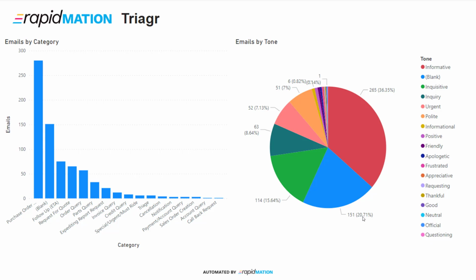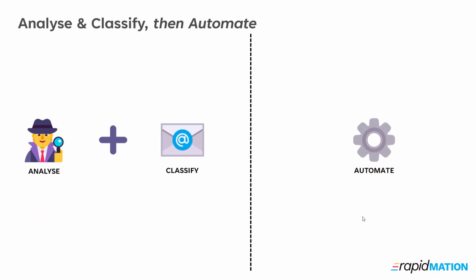Now, another view we might want to look at is the tone of these emails. And perhaps what we want to do is see where customers seem to be fairly frustrated, which categories those emails fall in, because that might allow us to prioritize that automation first. So rapidMATION Triagr is really a beautiful tool that allows you to analyze and classify emails straight off the bat, and then you can delve into the reports and see where you might want to automate one or more of those paths.